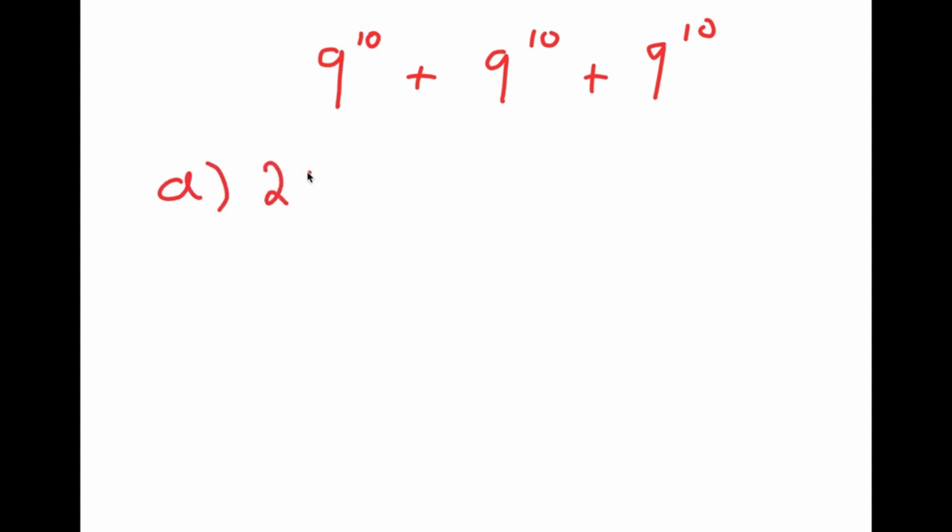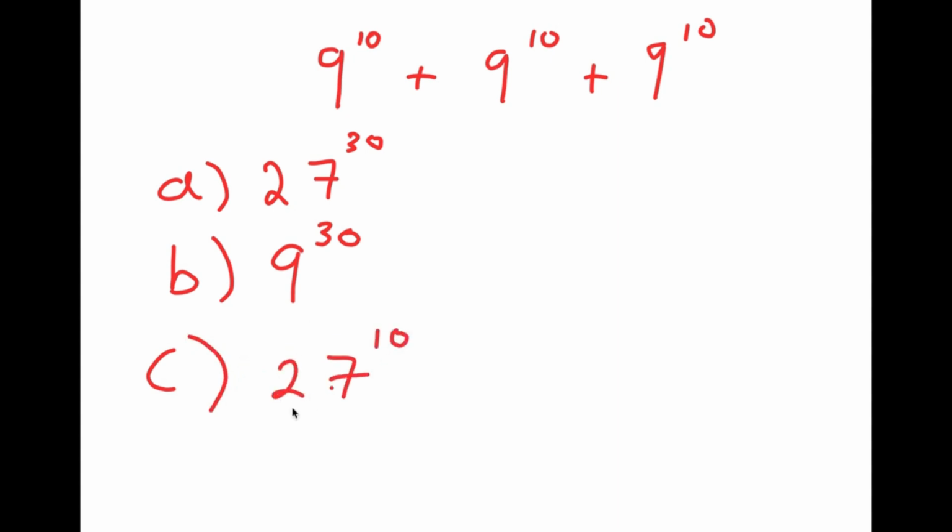Alright, so in this video, I'm going to be solving the problem 9 to the power of 10 plus 9 to the power of 10 plus 9 to the power of 10. And for this problem, I actually have 4 option choices. So for A, I have 27 to the power of 30. For B, I have 9 to the power of 30. For C, I have 27 to the power of 10. And for D, I have 3 to the power of 21.